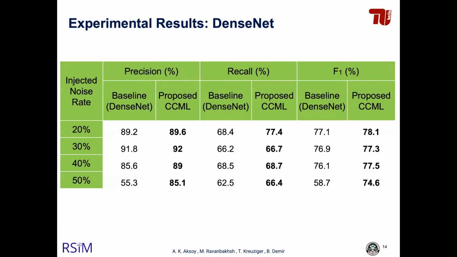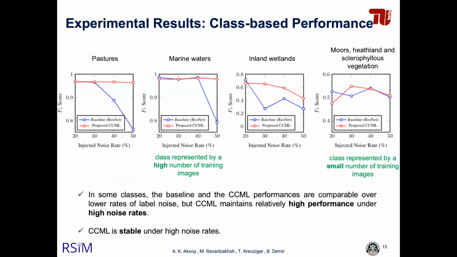We also evaluated different architectures. We used DenseNet as a baseline and also the backbone for our CCML. As we can see, the result follows a similar pattern. The experiments over different network architectures demonstrate the capability of our CCML to reduce the negative effect of label noise independent from the selected backbone architecture.